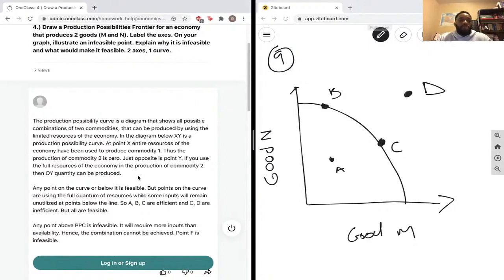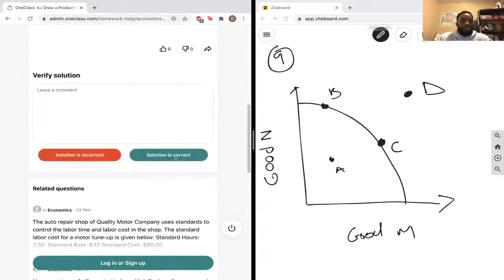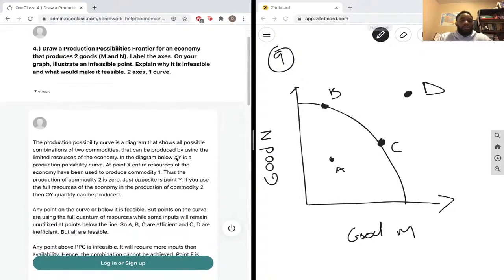The production possibilities frontier curve is a diagram that shows all the possible combinations of two commodities. In this case, our two commodities are good M and good N, that can be produced by using limited resources of the economy. In the diagram below, is there a diagram below? I don't see a diagram below. In the diagram below, XY is the production possibilities curve.